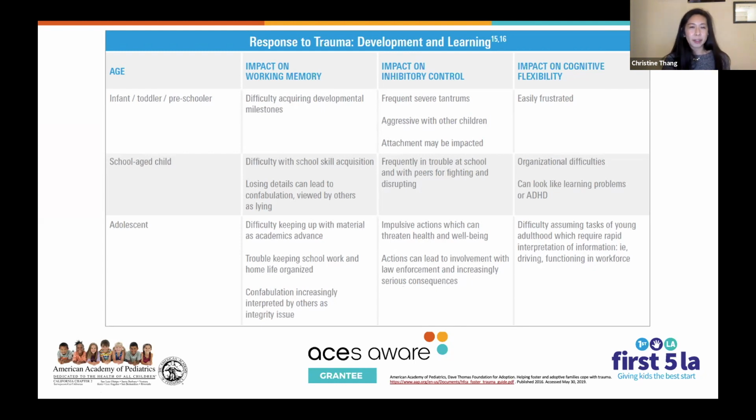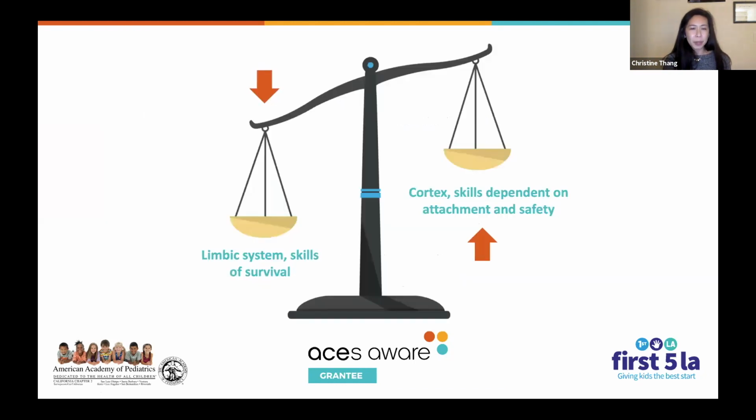So this is the child that we're seeing at the different ages. And again, when we put that all together, what becomes prioritized in this instance is your limbic system, that amygdala in particular, right? Your brain's alarm system. And those skills of survival are what is really weighted and prioritized. And your higher brain functions, that cortex, the skills that are dependent on attachment, having those safe, stable, nurturing relationships, that safety, well, that really gets less prioritized when you have this side that's being weighted down.